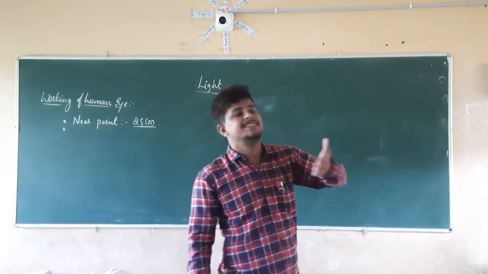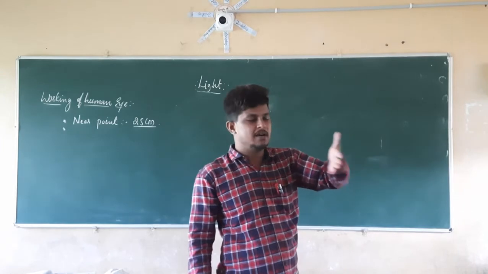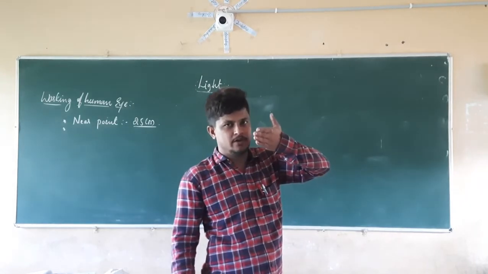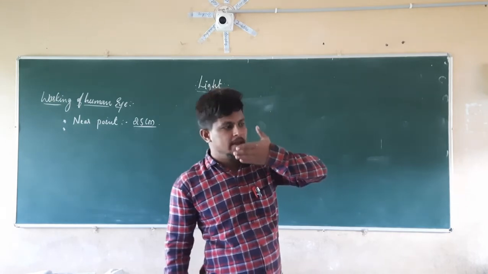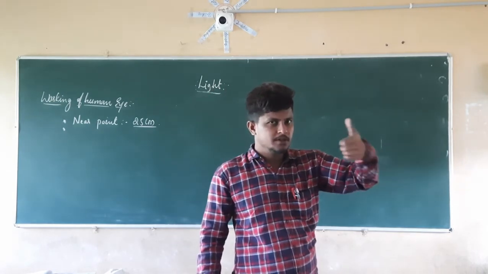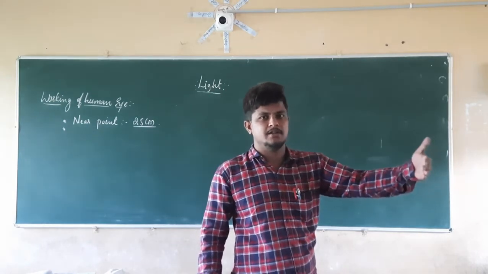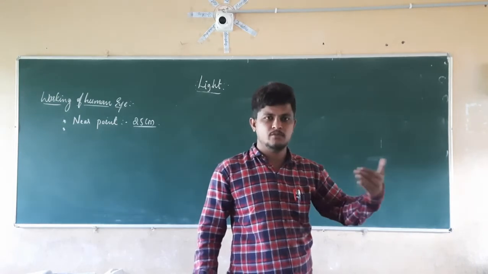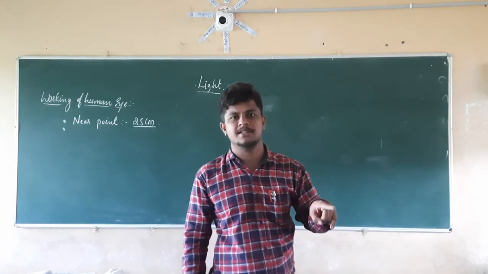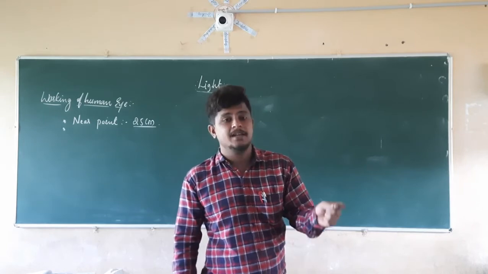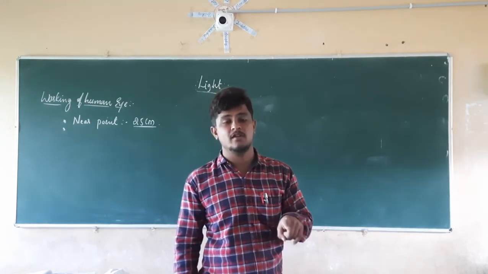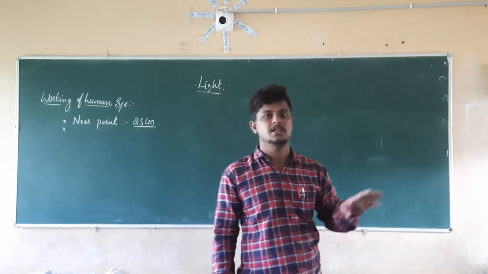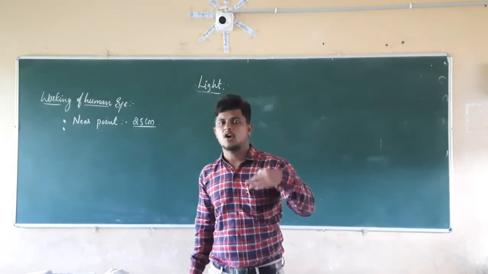If the object comes closer to our eye than 25 centimeter, it is not possible to see the object. If the distance is more than 25 centimeter, then it is also possible that it is going to see the object. But it shouldn't come closer than 25 centimeter. If it comes closer than 25 centimeter, then it is not possible to see that object.